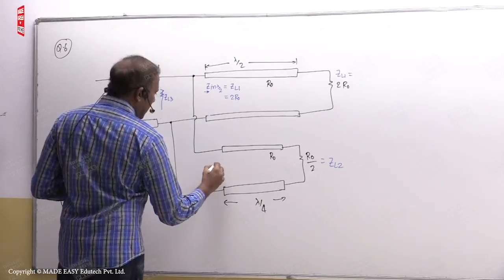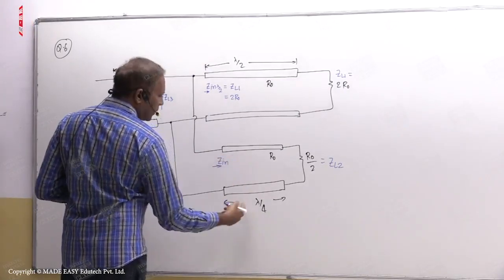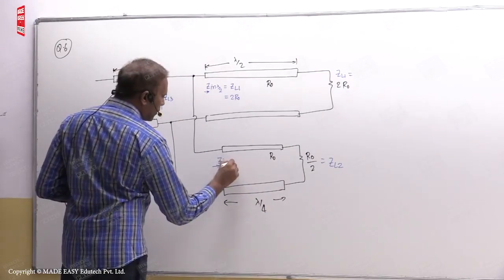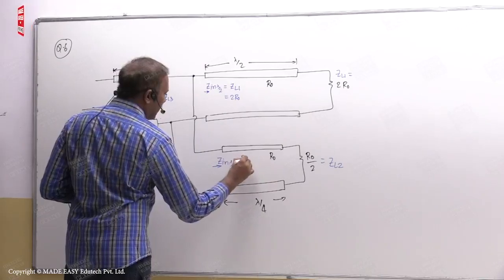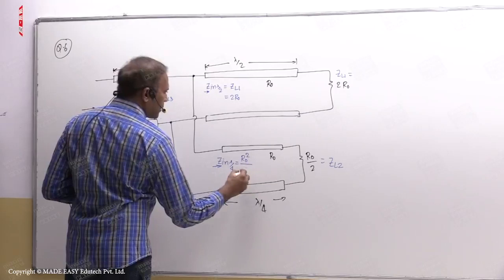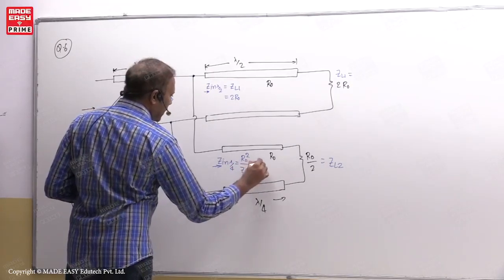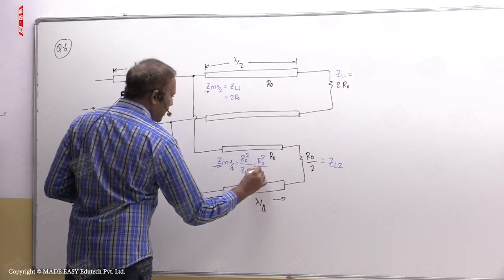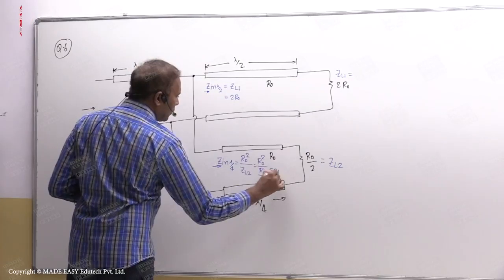Now what is the input impedance of this lambda by 4 line? Lambda by 4 gives the characteristic impedance whole square divided by the load impedance. So that is ZL2, that is nothing but R0 square divided by R0 by 2. So ultimately you get 2R0.